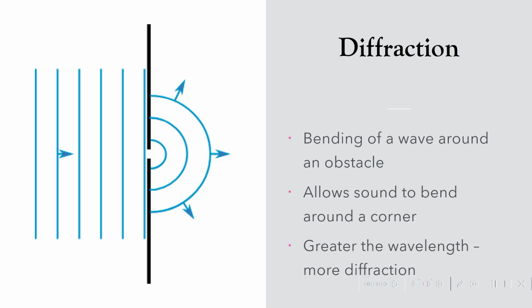Diffraction is bending a wave around an obstacle. It allows sound to bend around a corner. The greater the wavelength, the more the diffraction. So the greater this wavelength coming in, the more it's going to diffract.